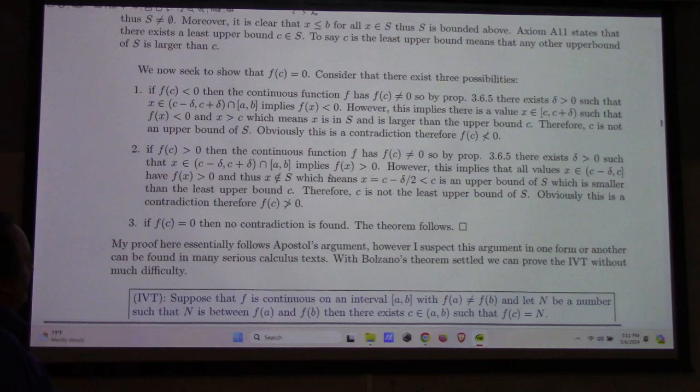So x is in S and it's larger than the upper bound c. Therefore, c is not an upper bound. That is a contradiction. Therefore, we cannot have f of c being negative. So basically we're using Proposition 3.65 paired with the definitions here.